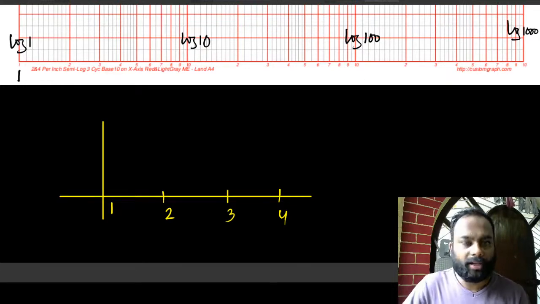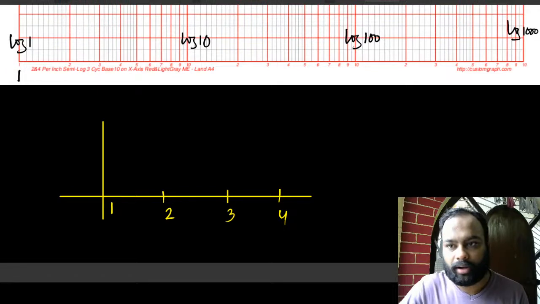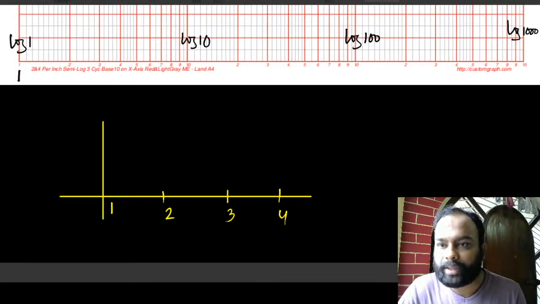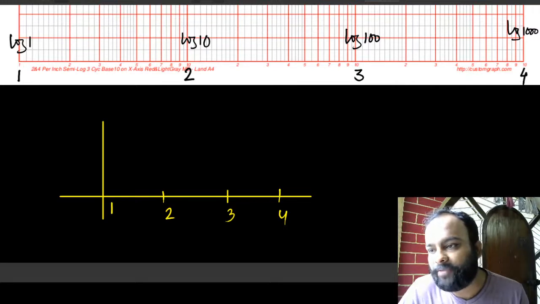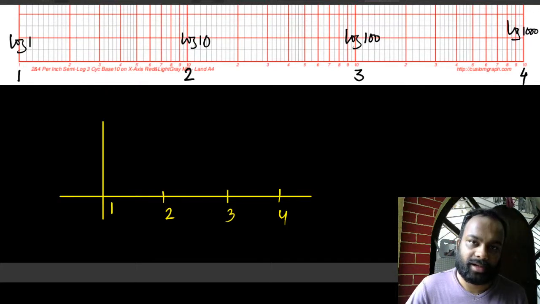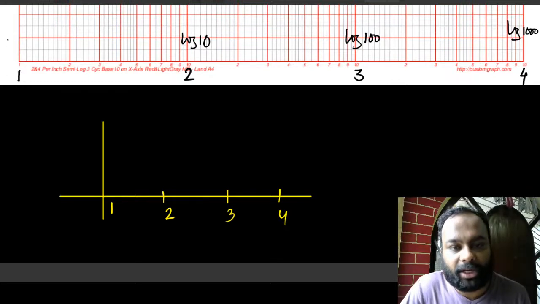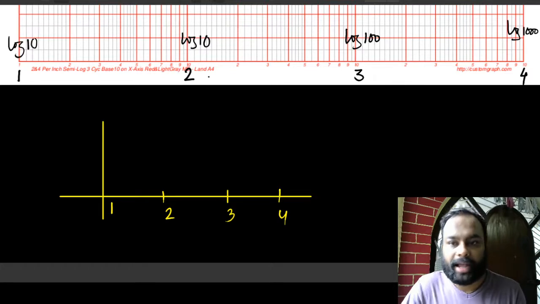Instead of starting from 0, we can start from 1. And if we start from 1, then this is going to be 2, this is going to be 3, this is going to be 4 in terms of the lengths. And if this is 1 in terms of the length, then this actually corresponds to log 10. And if this is 2 in terms of the length, again, we're just assuming the initial point of the axis.